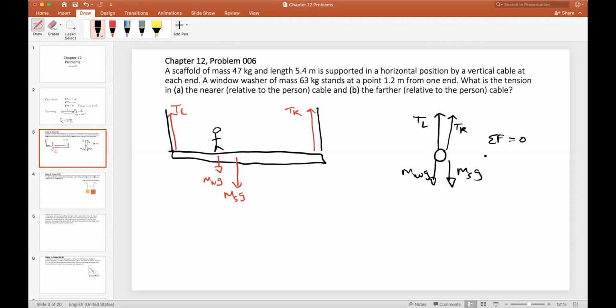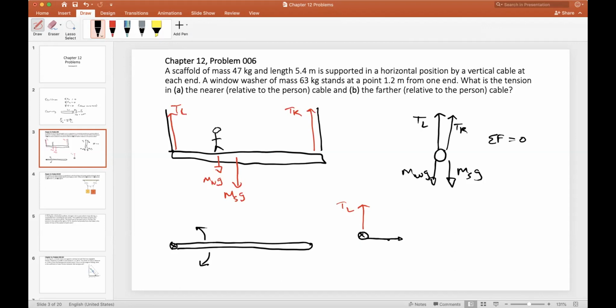For our second equation, we choose an axis of rotation. So here, let's choose on the left. And so we have the scaffold, and we're going to look at how the torques may make this thing rotate either that way or that way, right? Since it's in equilibrium, they're not going to rotate. So what I do is I draw one torque vector, but let's draw all three. So this tension on the left is acting at the axis of rotation, so we don't need to worry about it.